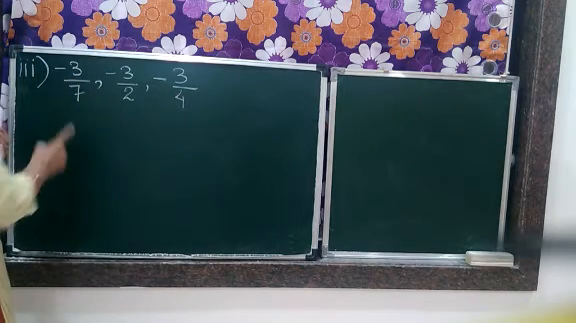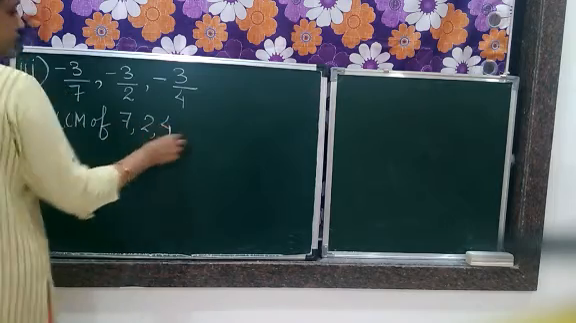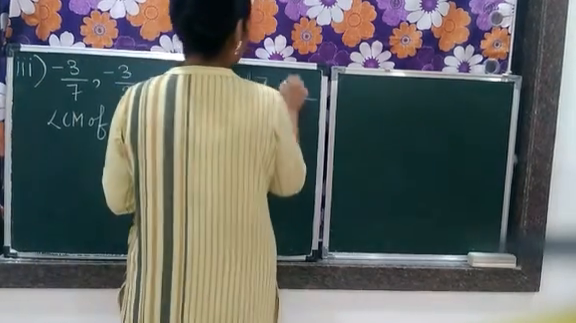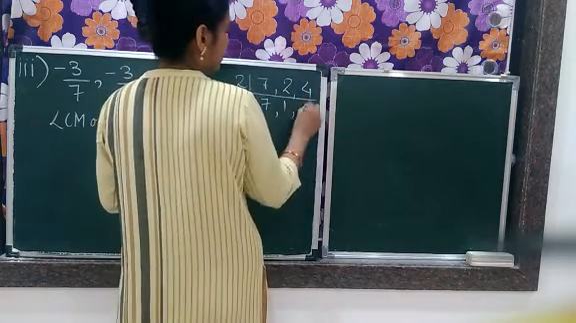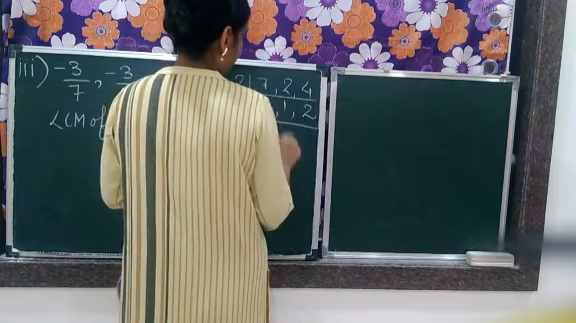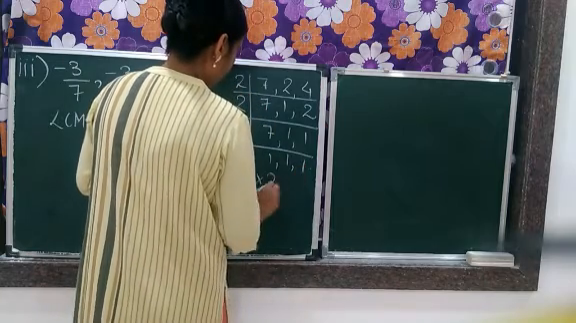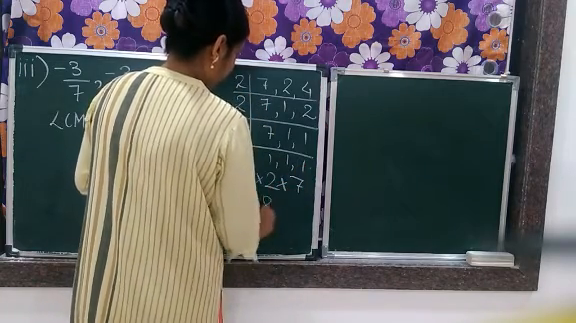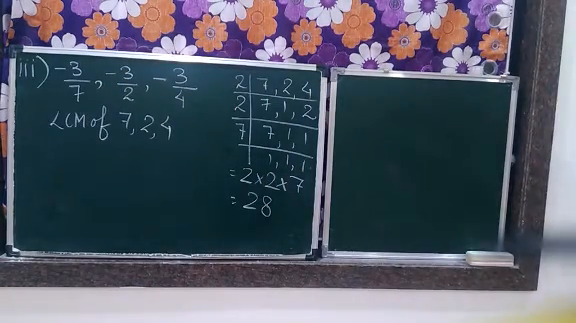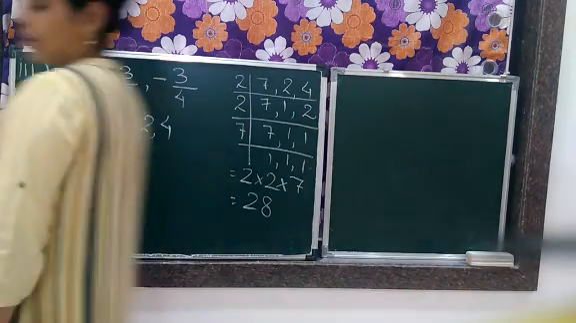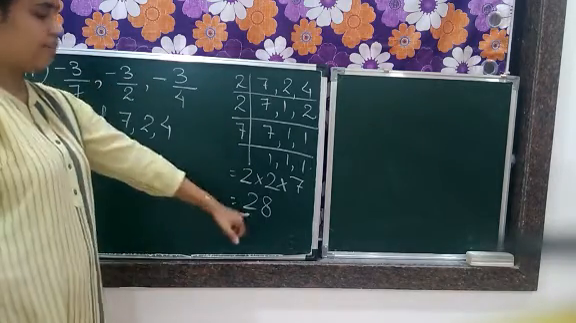So let's find out the LCM of 7, 2 and 4. Do it in the corner. 7 remains 7, 2 becomes 1, 4 becomes 2. So it is 2 into 2 into 7, gives us 28. Now what to do? We multiply each fraction, each rational number by the LCM.